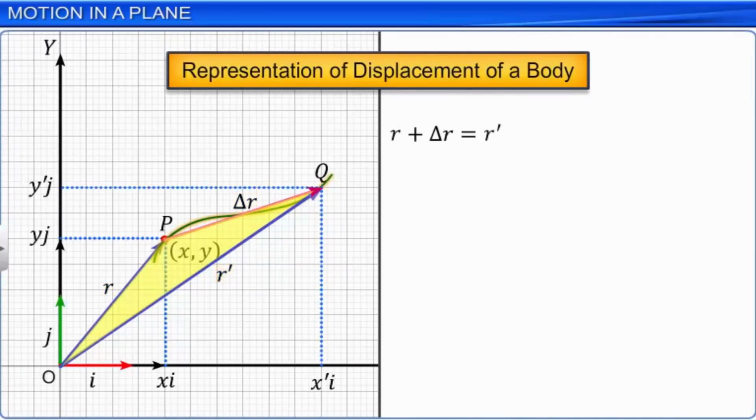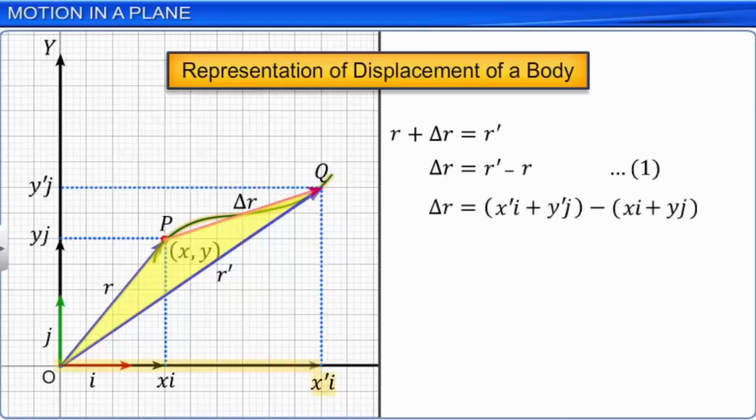This displacement vector delta r is directed from P to Q, which is represented by the arrowhead. We can write equation 1 in component form as delta r is equal to x dash i plus y dash j minus xi plus yj, which is equal to (x dash minus x) i plus (y dash minus y) j.